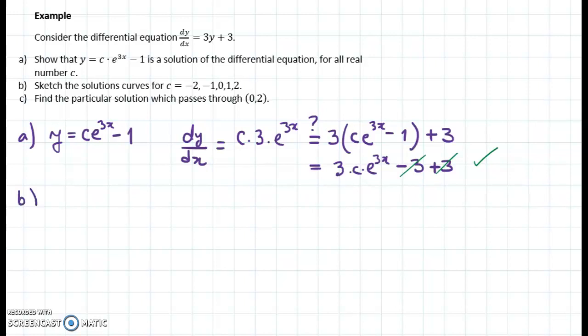Now we want to sketch how those functions look for some values of c, and here I'm moving to doing this work with the calculator. Remember that this is paper 3 we are dealing with, and paper 3 is a calculator paper, so we're going to sketch these functions in the calculator. Since we want to sketch the solution curves for 5 different values of c, I'm going to try to do this in the calculator in the most efficient possible way.